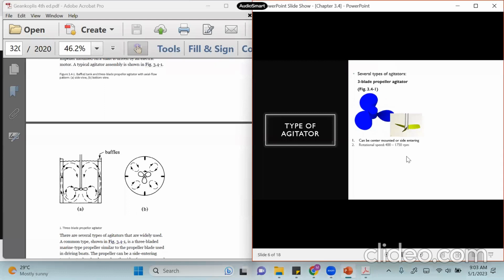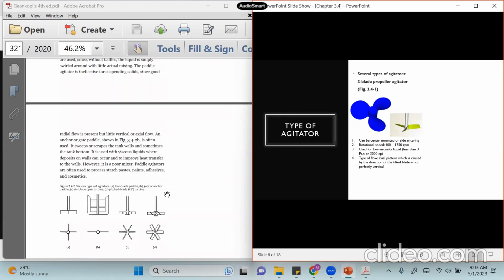Now, the rotational speed for this type of agitator is from 400 to 1750 RPM, and it's usually used for low viscosity liquid, less than 3000 cP. And the type of flow is axial pattern. Why? Because it's due to the direction of the tilted blade.